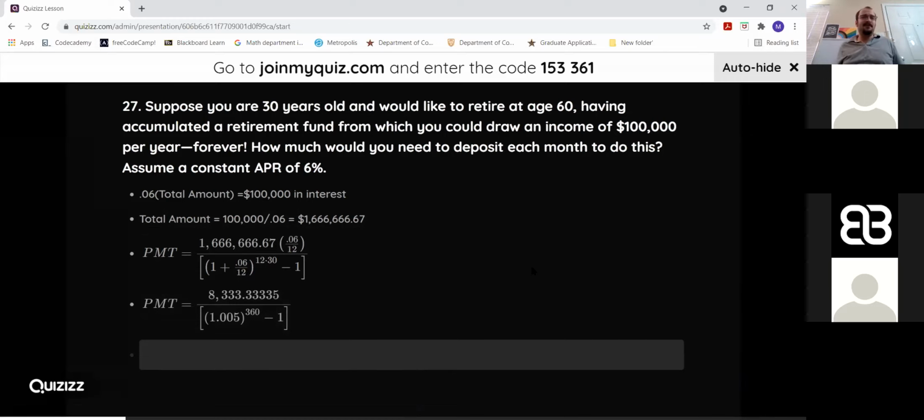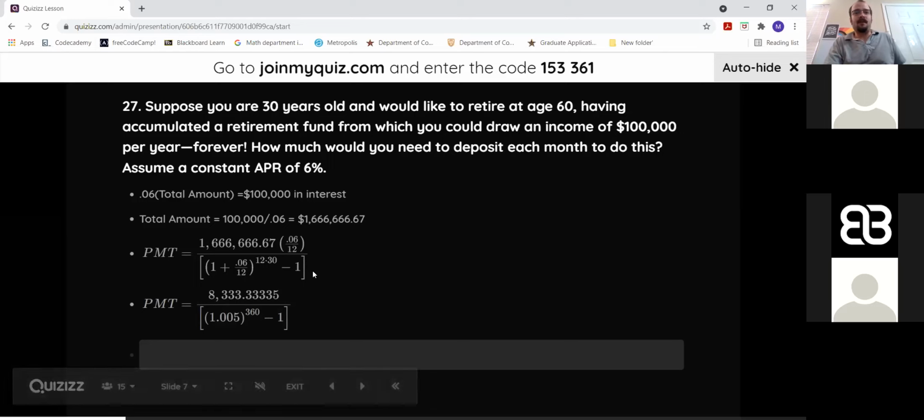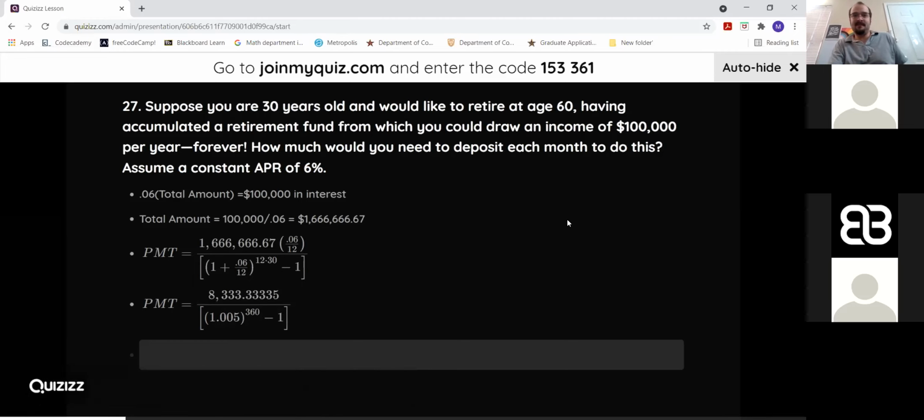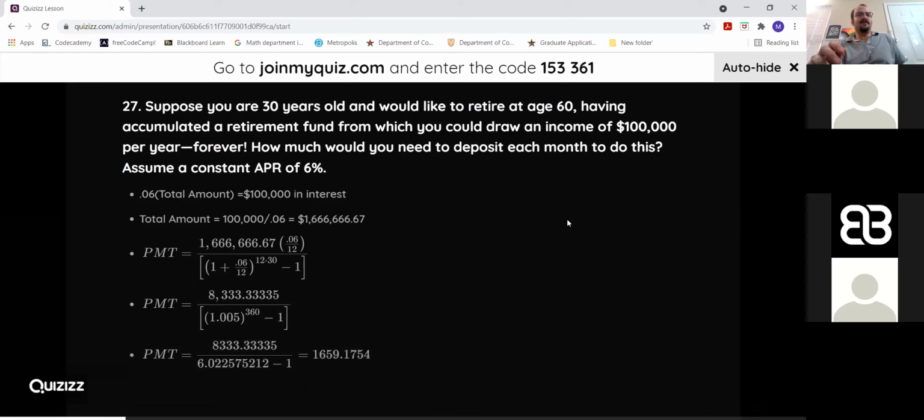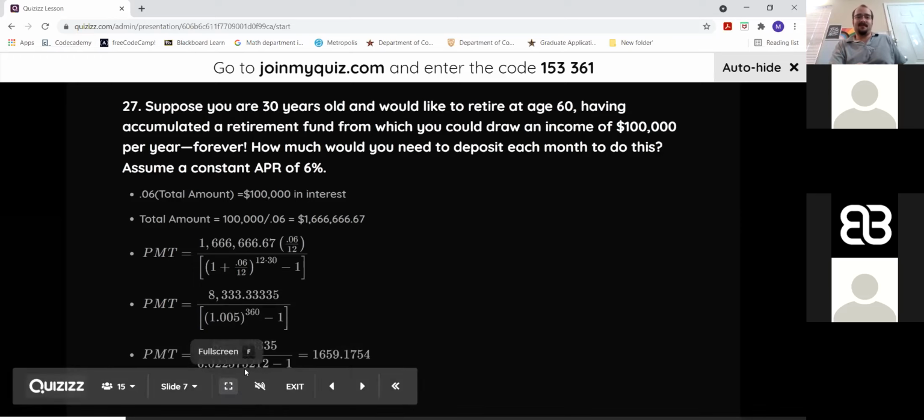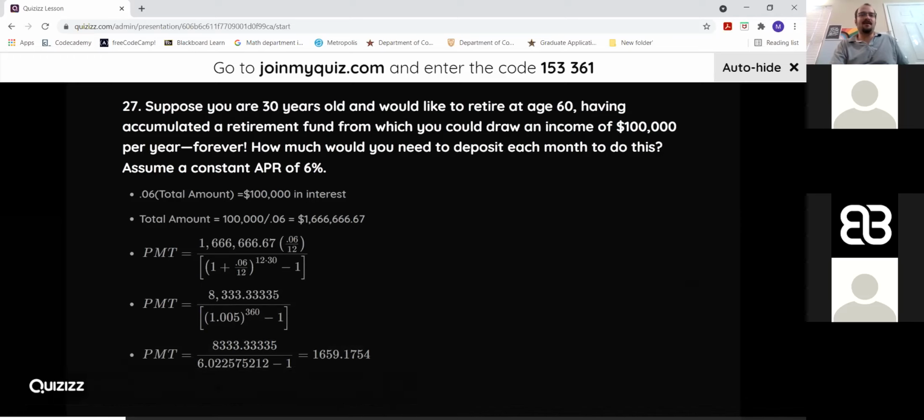If you multiply those top numbers through, I believe you get something like 833,33.335. 12 times 30 gives me 360. We divide these two numbers, it gives me 0.005. I do 1.05 to the 360, it gives me 6 point some junk number. Then I'm going to subtract 1, so it's going to give me 5 and some junk number. I'm going to divide those two numbers, and it should give me something like 1659.